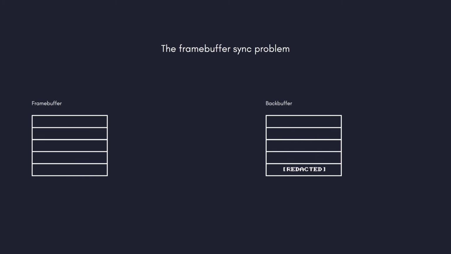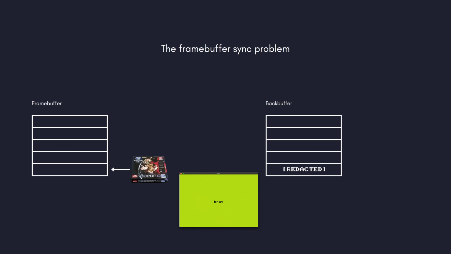And after we're done writing, we're going to copy that over to the frame buffer, at which point the GPU is just going to read it. And now we can render with no flickering. That's great, but this actually introduces another problem.